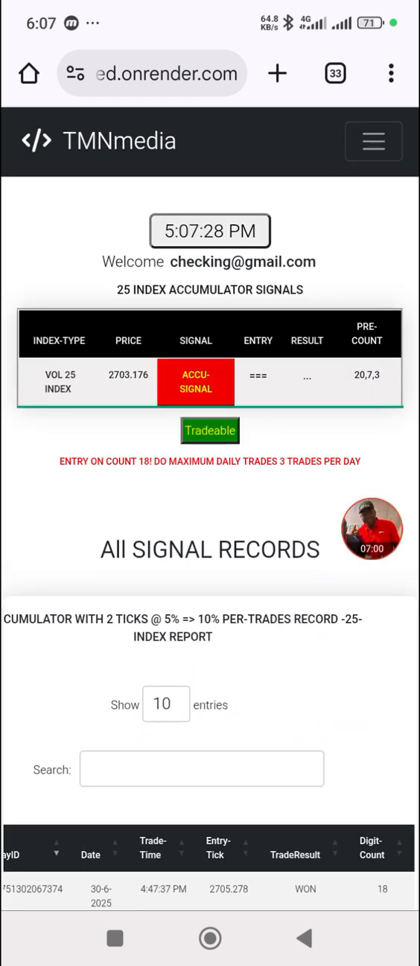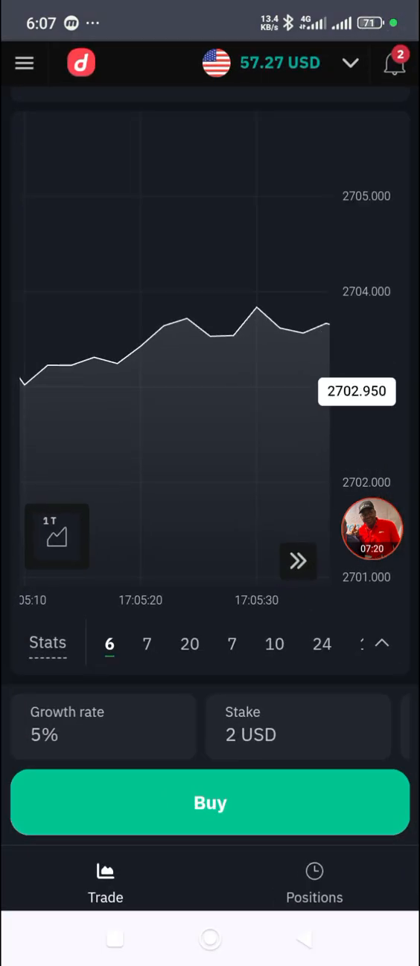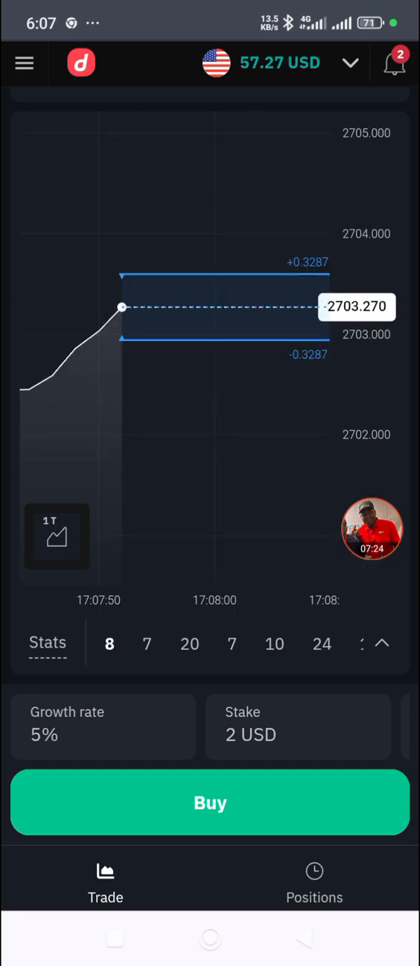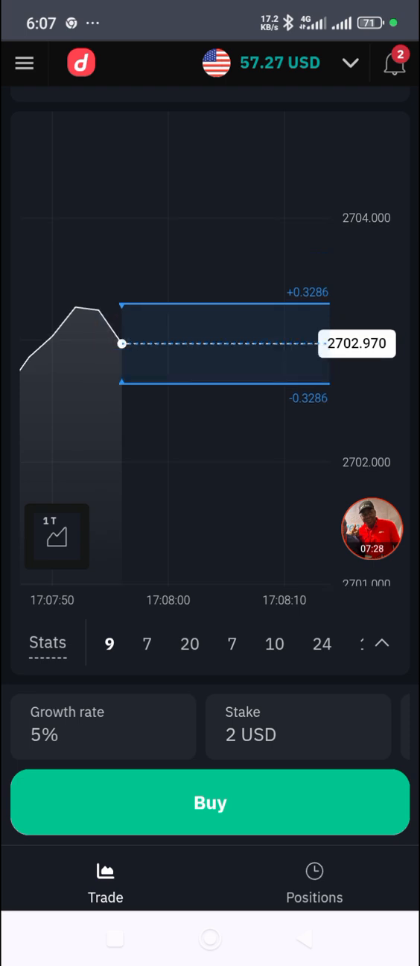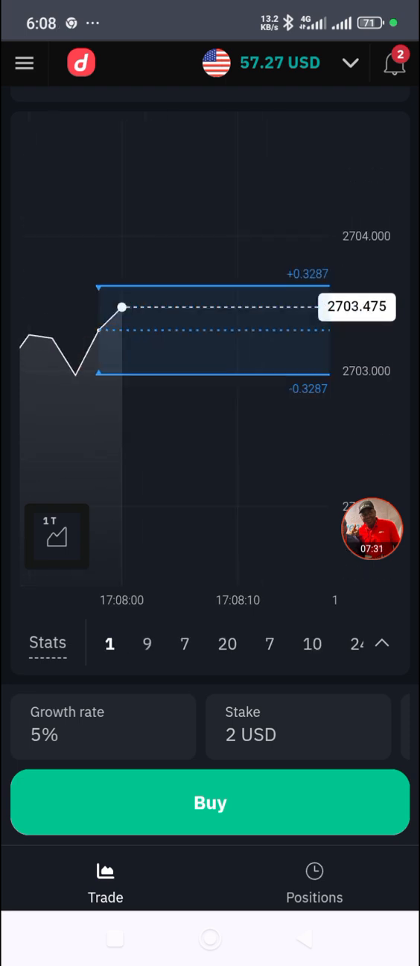Can you guys see what I'm saying? It says signal. That means signal is available. Since signal is available, all we need to do is to come here. If you look carefully, you can see this was 20. Now it should have shown us.